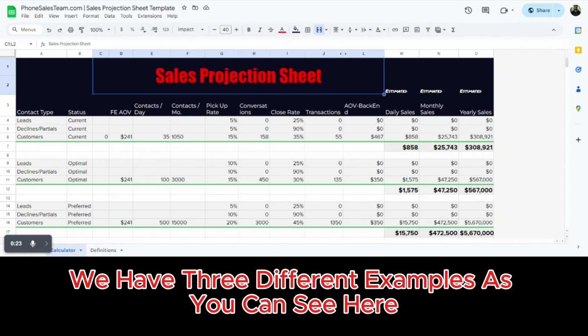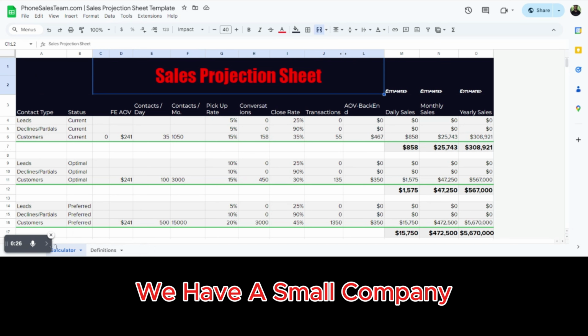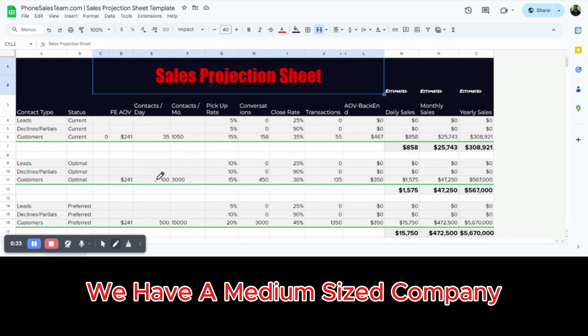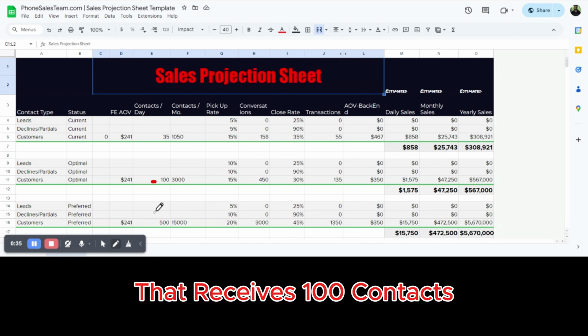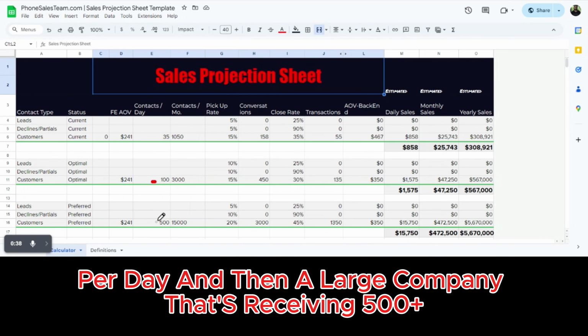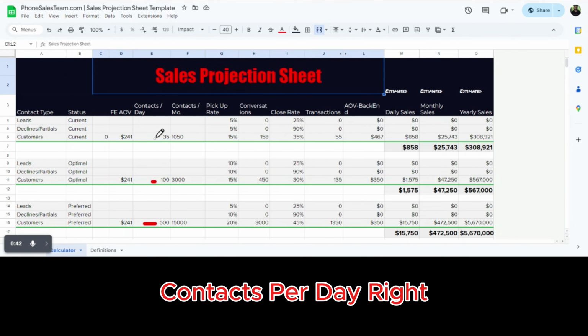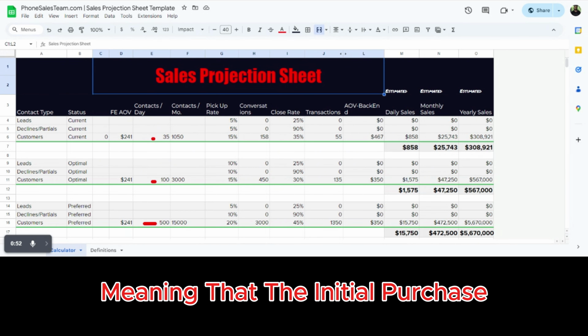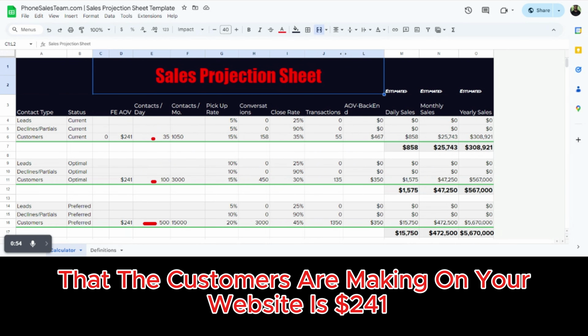All right, we have three different examples. We have a small company that receives 35 contacts per day, a medium-sized company that receives 100 contacts per day, and a large company that's receiving 500 plus contacts per day. For these three examples, we're going to use a front end AOV of $241, meaning that the initial purchase that the customers are making on your website is $241.